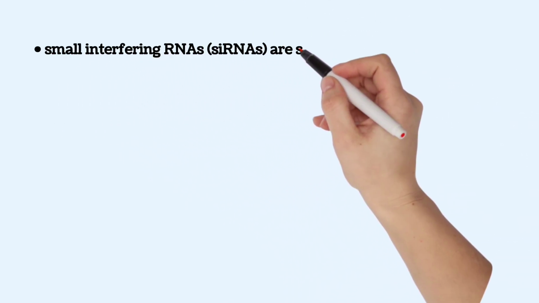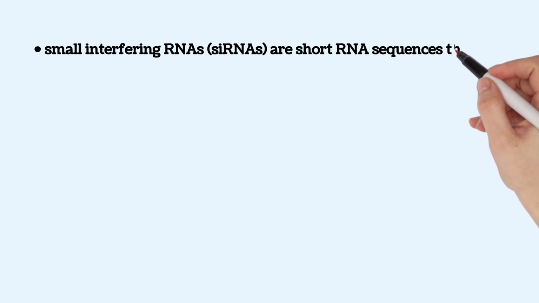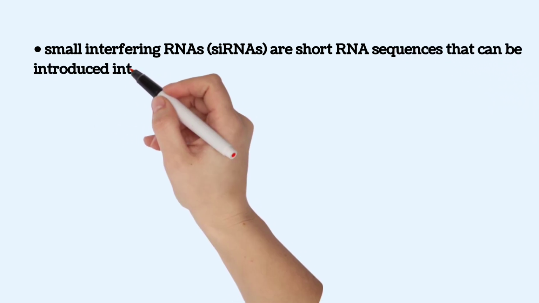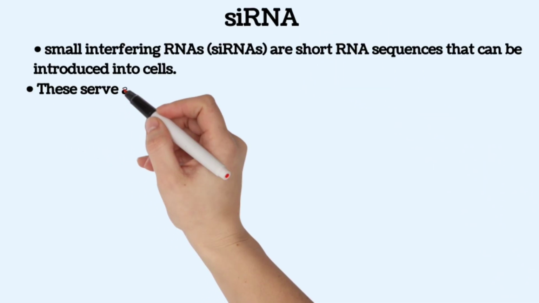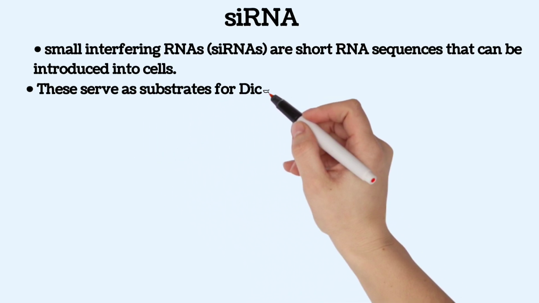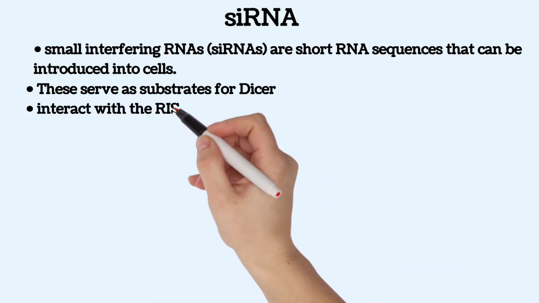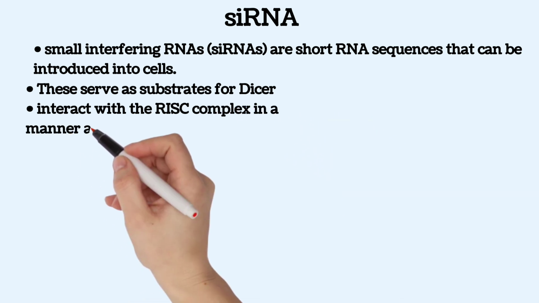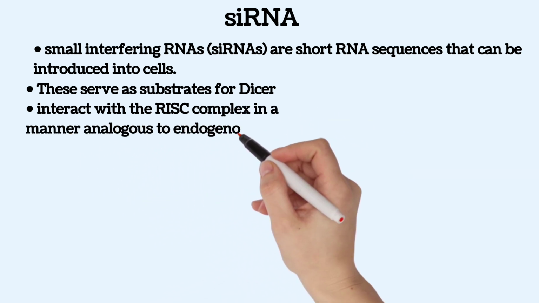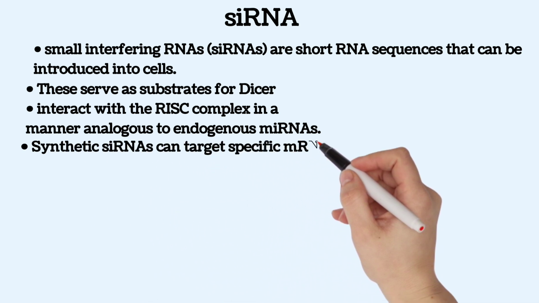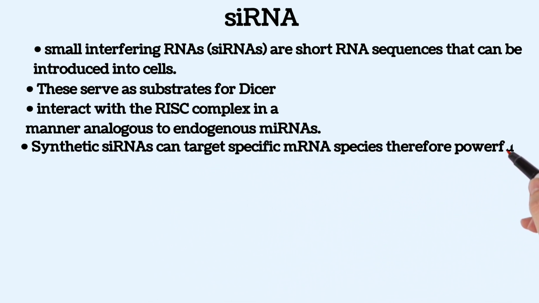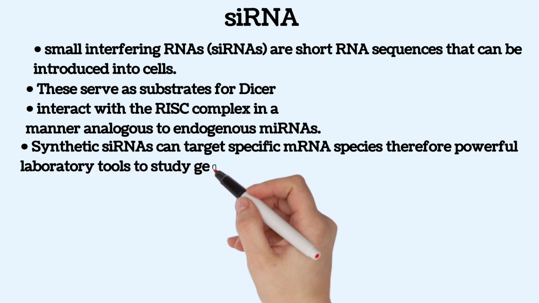Small interfering RNAs or siRNAs are short RNA sequences that can be introduced into the cells. Now, why will we induce siRNA into the cells? Because it has the following functions. Firstly, they serve as a substrate for the dicer enzymes. Secondly, they interact with the RISC complex in a manner which is analogous to the endogenous miRNAs.